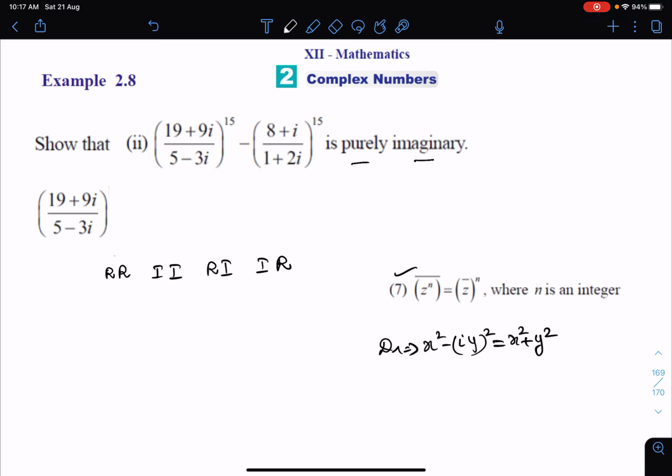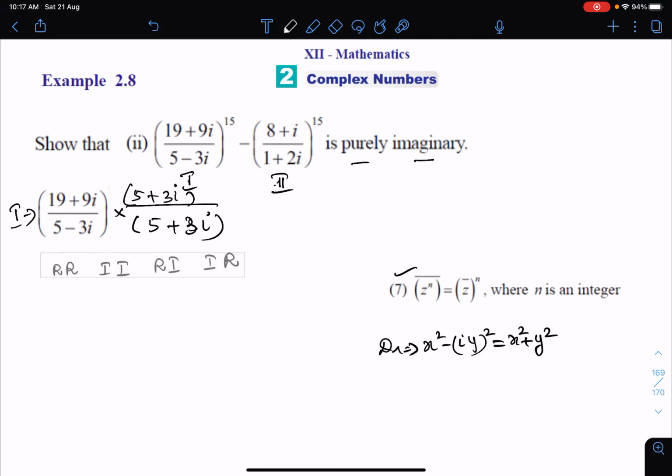So the first term, this is 1 and this is 2. First we are going to solve 1. We should not have i in the denominator, so you are going to multiply by the conjugate of the denominator. Here it is minus 3i, so your conjugate is going to be 5 plus 3i. So both in the numerator and denominator you are going to multiply by 5 plus 3i. Then you use this rule for the numerator and this rule for the denominator.